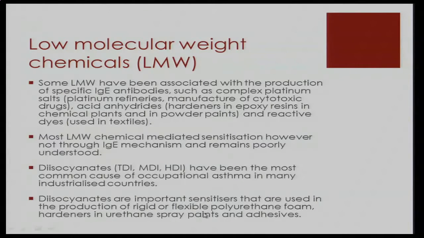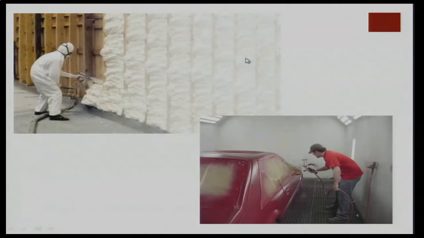But a very, very important group. I'm sure that all of you are aware the diisocyanates are used in the production of a variety of products, especially polyurethane, whether it's rigid or flexible foam, as well as hardeners in urethane spray paints and adhesives. So this is this spray-on insulation.